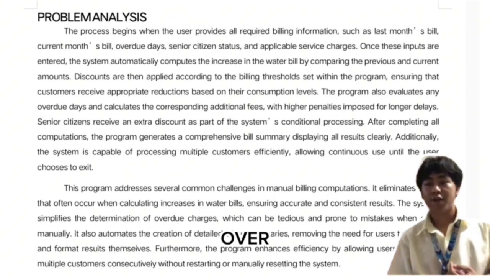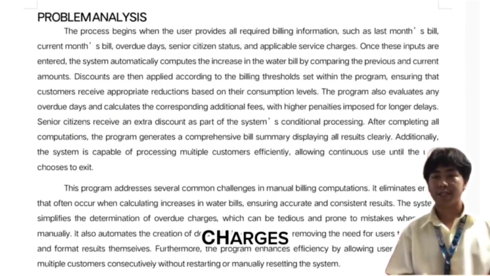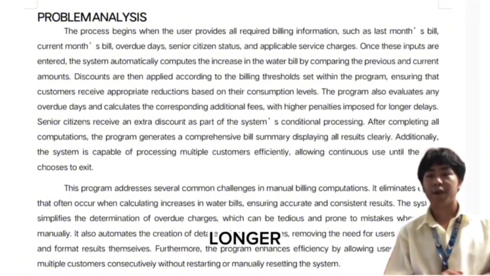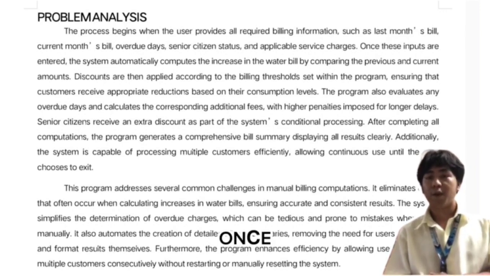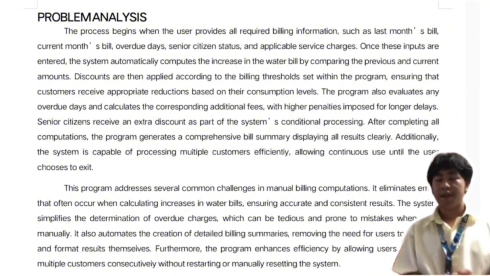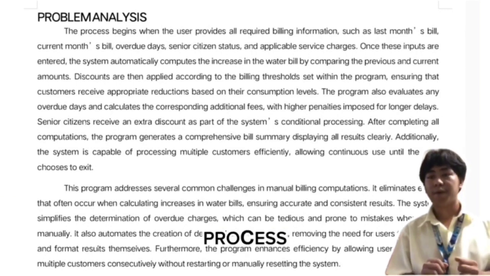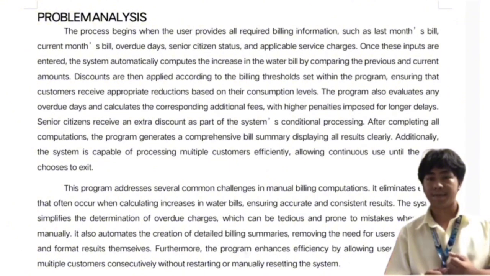If there are overdue days, the program also computes the additional charges, with higher penalties for longer delays. Senior citizens get an extra 20% discount through another condition in the program. Once all calculations are done, the system produces a clear and complete billing summary. It also supports multiple transactions, so users can process many customers smoothly without rerunning.